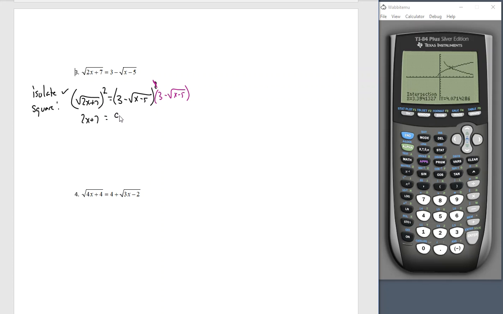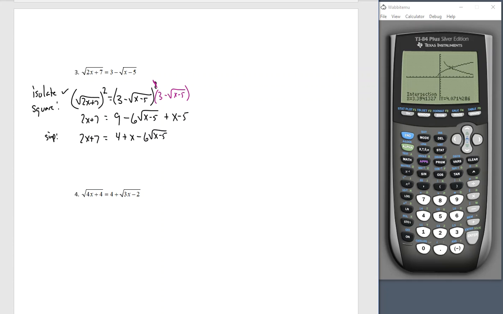Now 3 times 3 is 9. I'll have a minus 3 square root and another minus 3 square root, so minus 6 square root of x minus 5. Two negatives multiply to be a positive. The square root multiplied by itself is x minus 5. Let's throw in a little simplification step. 2x plus 7 equals 4 plus x minus 6 square root of x minus 5.